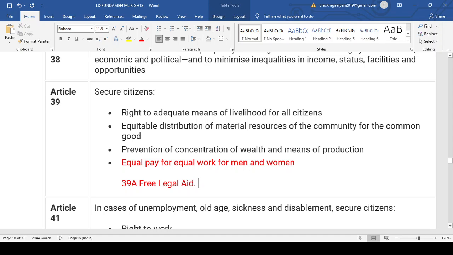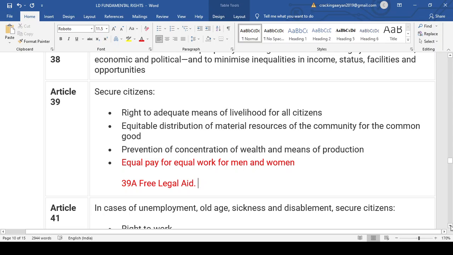Then you have the right to adequate means of livelihood for all the citizens. These are discussed in the directive principles of state policy. You just have to know which directive principle talks about what. Now there is a very famous directive principle, that is 39A, the free legal aid, which states that the state shall secure that the operation of the legal system promotes justice on a basis of equal opportunity, and shall in particular provide free legal aid.